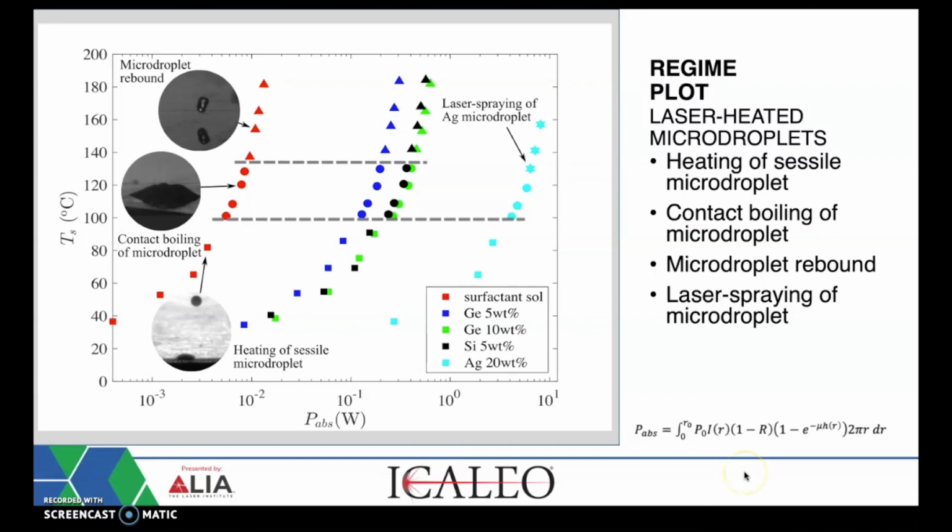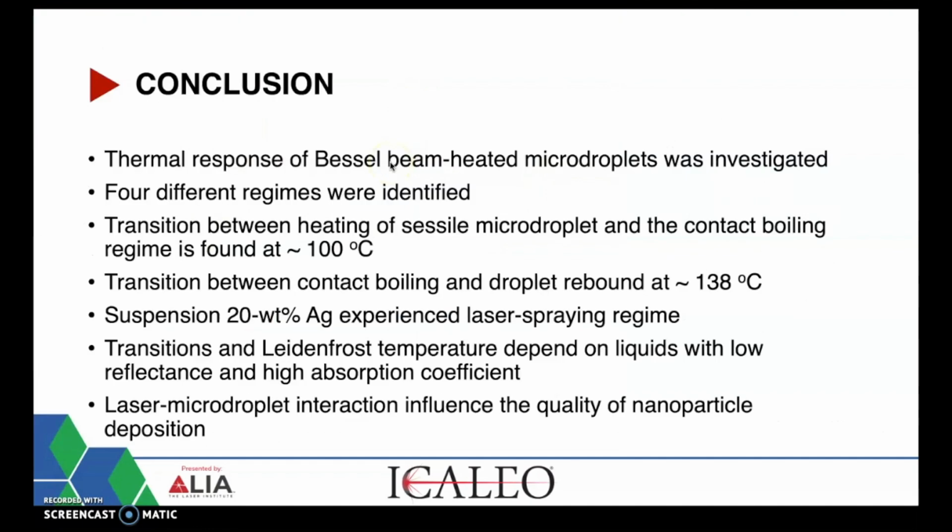Now, this phenomenon is detrimental if the objective is to deposit nanoparticles on the substrate, since this inhibits the evaporation of the continuous liquid and subsequent sintering of nanoparticles on the substrates. Thus, the ability of delineating this, that is, the transition between contact boiling and droplet rebound, is fundamental for the positioning and laser sintering of nanoparticles. Well, and finally, we can talk about the conclusions.